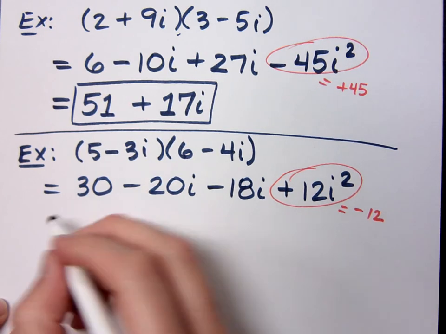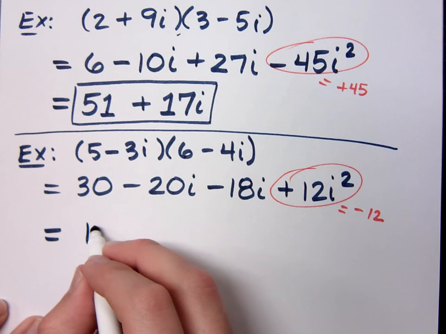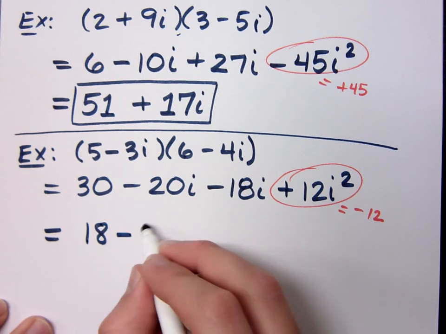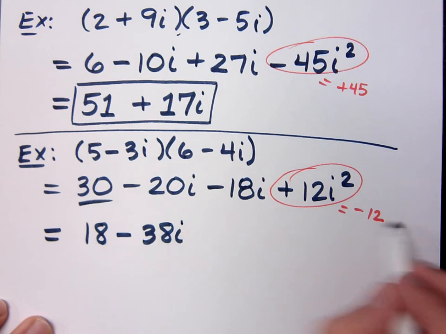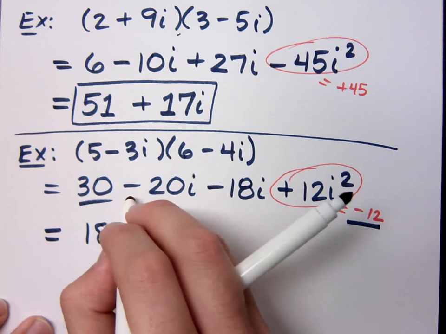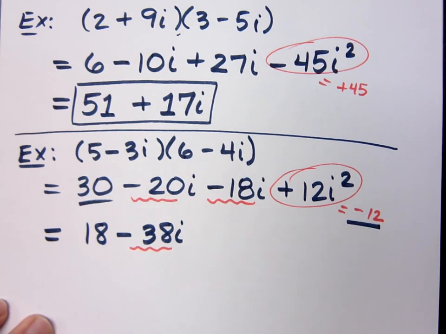So when I combine like terms, what do I have? 18 minus 38i. I combine the real parts right here to get my positive 18, and I've got my imaginary pieces right here, and that gives me the negative 38i.